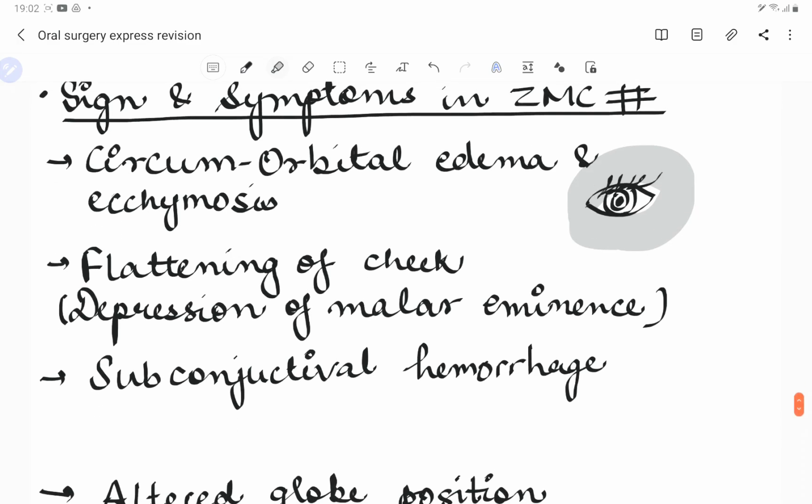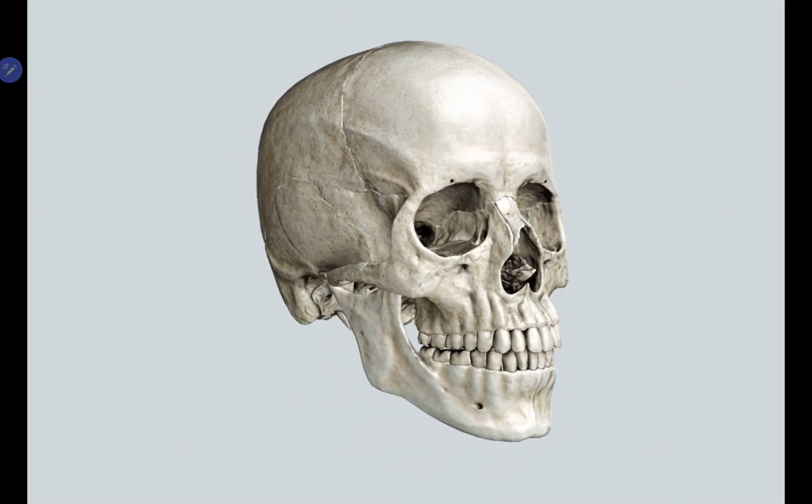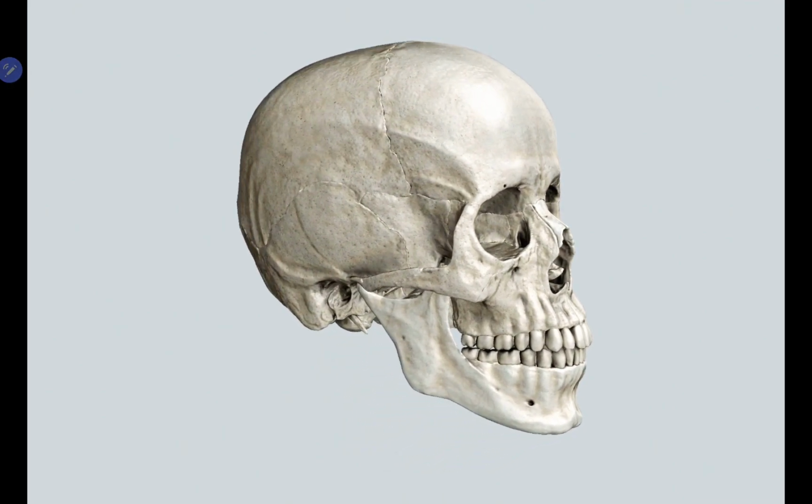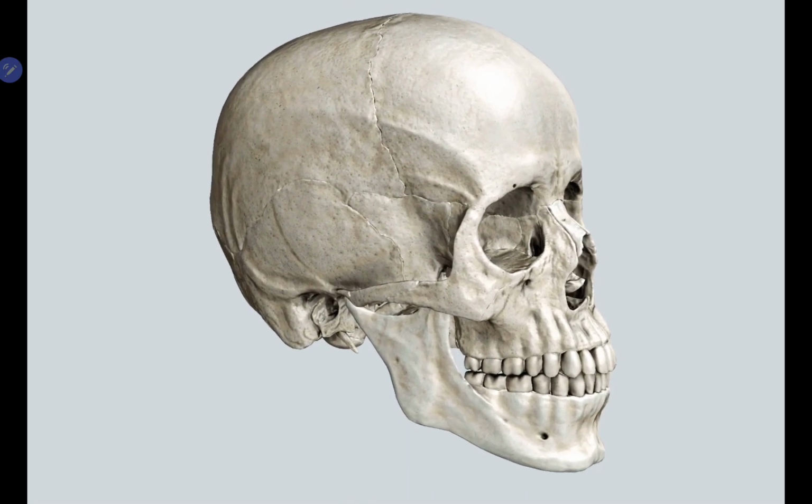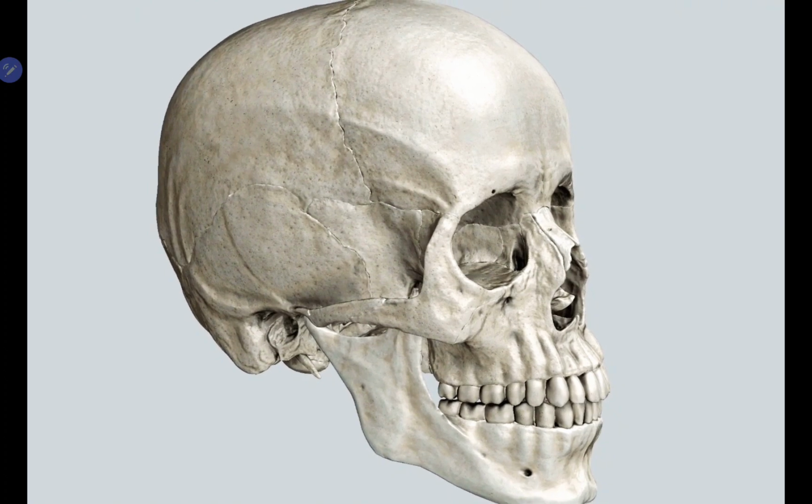Because of the fracture of the zygomatico-maxillary complex, we know that the zygomatic is the cheekbone. So it forms the puffiness of the face, or you can say the aesthetic look. Because there is a fracture of the zygomatic bone, there is depression in the malar eminence. So let's have a look at the zygomatic bone. See, the zygomatic bone faces the malar eminence. So whenever there is a fracture, the whole of the cheek goes inside.